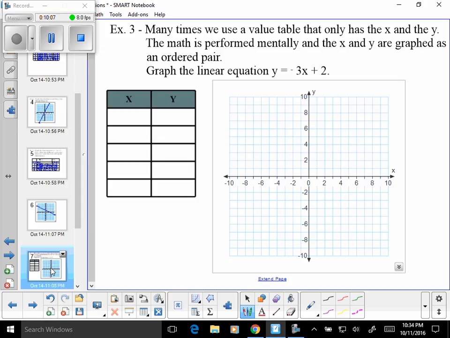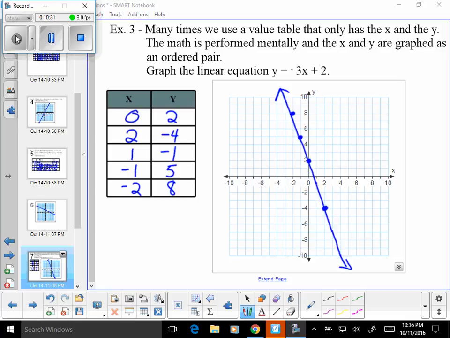Many times we use a value table that only has the x and the y. The math is performed mentally. The x and the y are graphed as an ordered pair. I'm going to choose to use 0, 2, 1, -1, and -2. At this point, hit pause, you do the work and graph, and then I'll show you what it's like when it's done. And this would be the value table and the line. Again, I apologize, your line will probably look a lot better since you have a ruler.